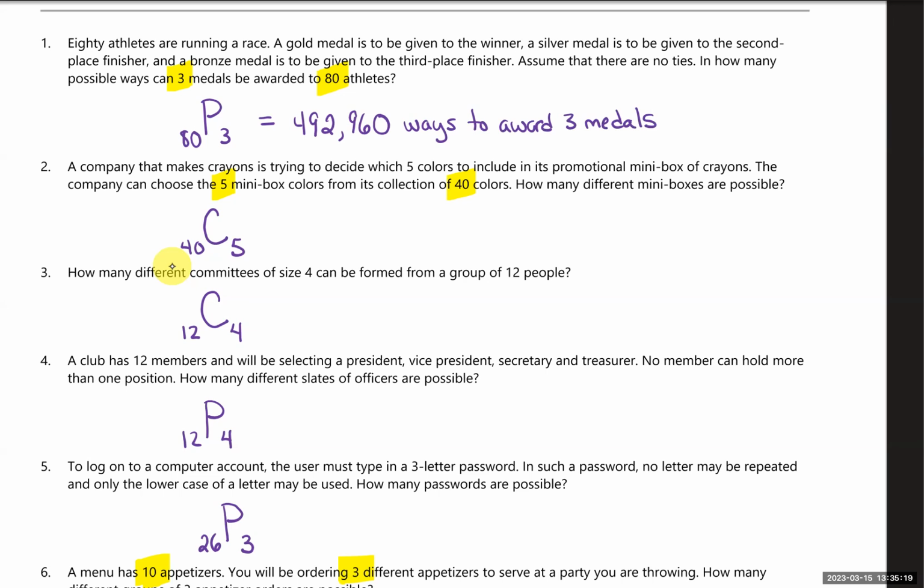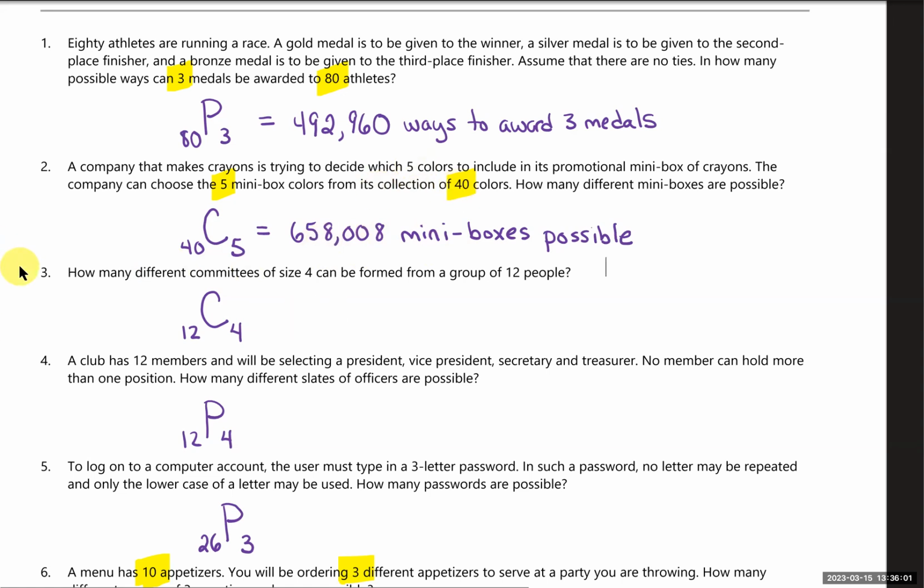And then with our box of crayons, we're picking 5 colors to put in our promotional mini box. And this is also going to sound like a lot of choices. So 658,008 different choices possible for the colors that we put in our mini box. So I'll just say again here with the English, there are this many mini boxes possible. So the company is going to have to pick one of those 658,008 ways, one of those possibilities to put just 5 of their colors out of their 40 in the box.